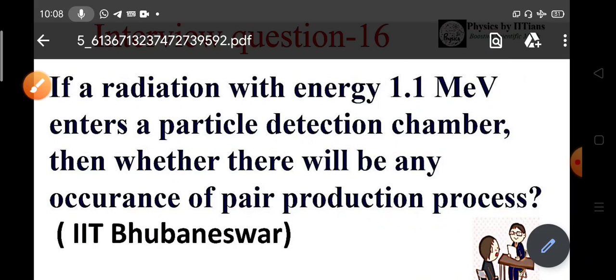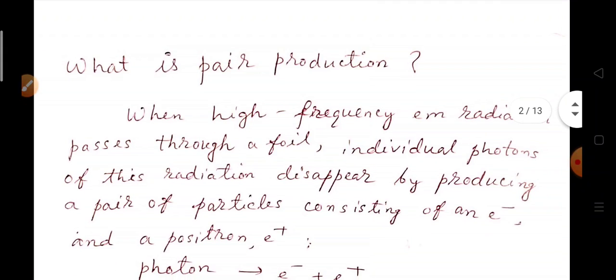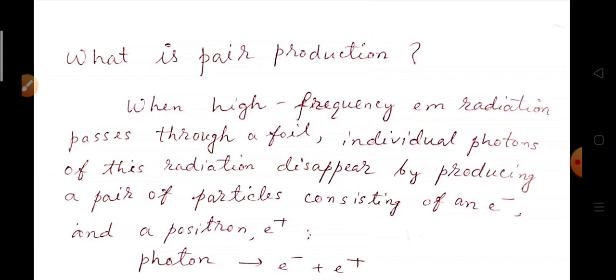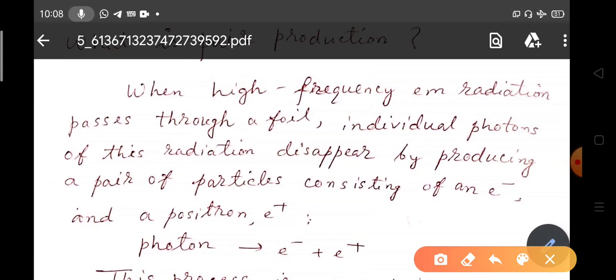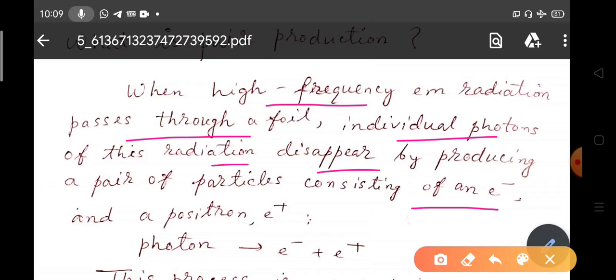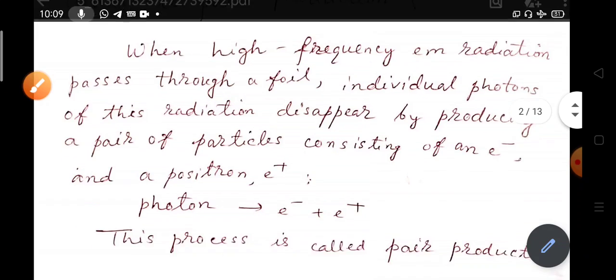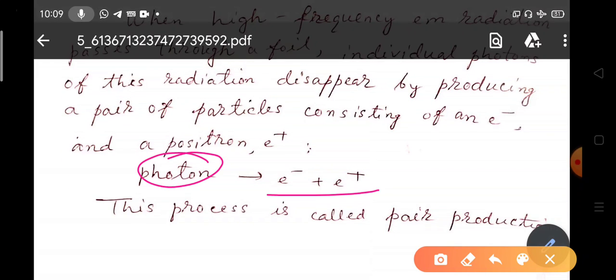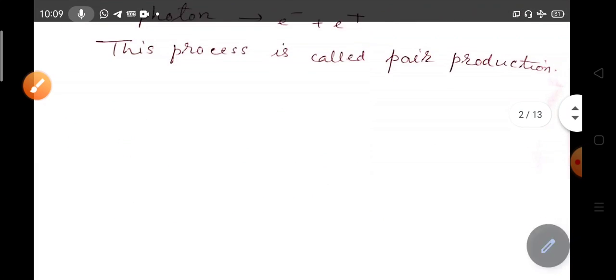We should understand first what pair production is, what the criteria for pair production to occur are, and then we shall know some more basics about pair production. So let's start today's video. What is pair production? Pair production is when high frequency electromagnetic radiation passes through a foil, and individual photons of this radiation disappear by producing a pair of particles consisting of an electron and a positron. So from a photon you are getting a pair of electron and positron, and this process is called the pair production process.